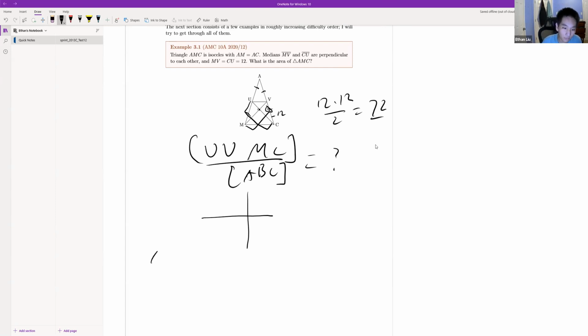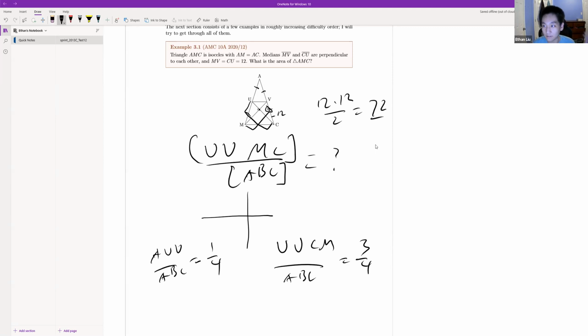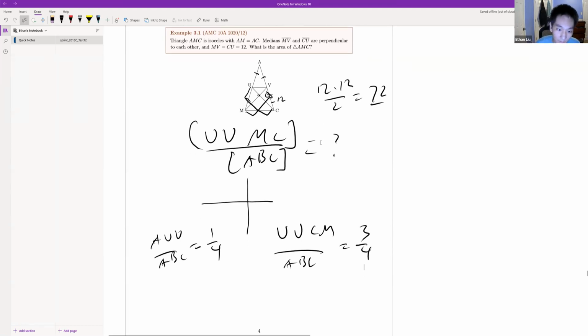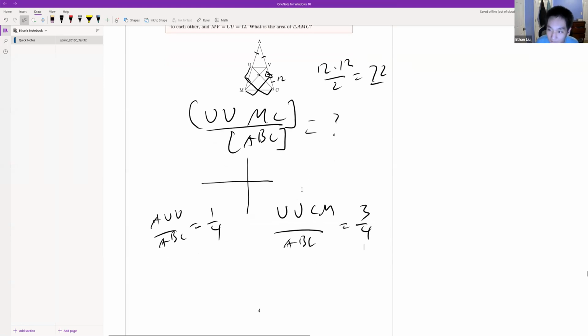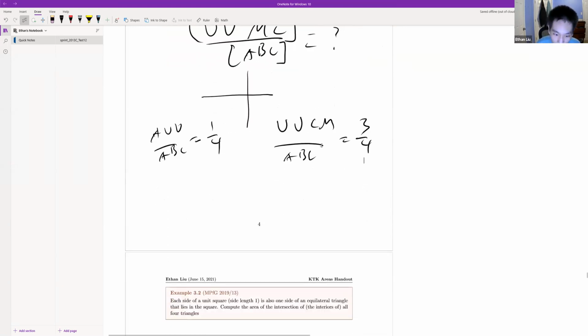So we know that AUV over ABC is, I'm purely looking at this. So then, UVCM over ABC is 3 over 4. So we can easily find the area of the whole triangle instead of having to use the fact that MG to GV is 2 to 1. You may have learned this in your geometry classes, or you might see something sometimes. But without using that at all, without trying to do too much math, then we can solve this problem rather quickly. Of course, I took some time to explain it, but generally that's what I'm trying to do.